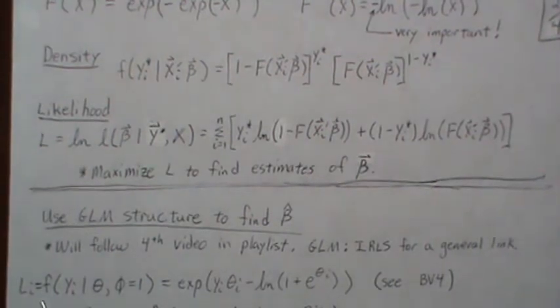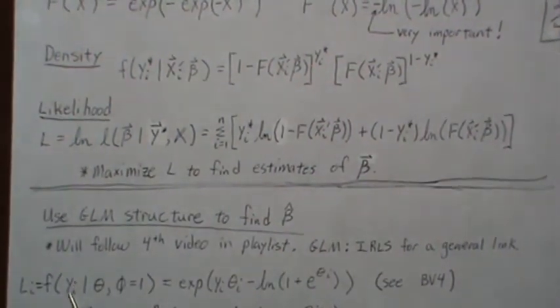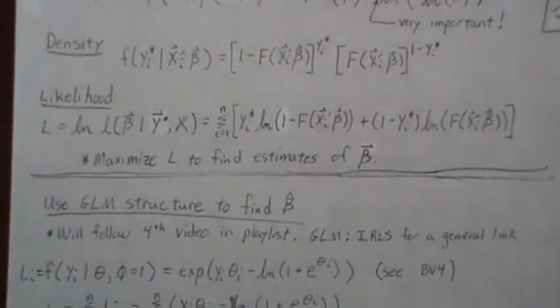Okay. So here now the likelihood or the density of a value is this. This is a binomial.